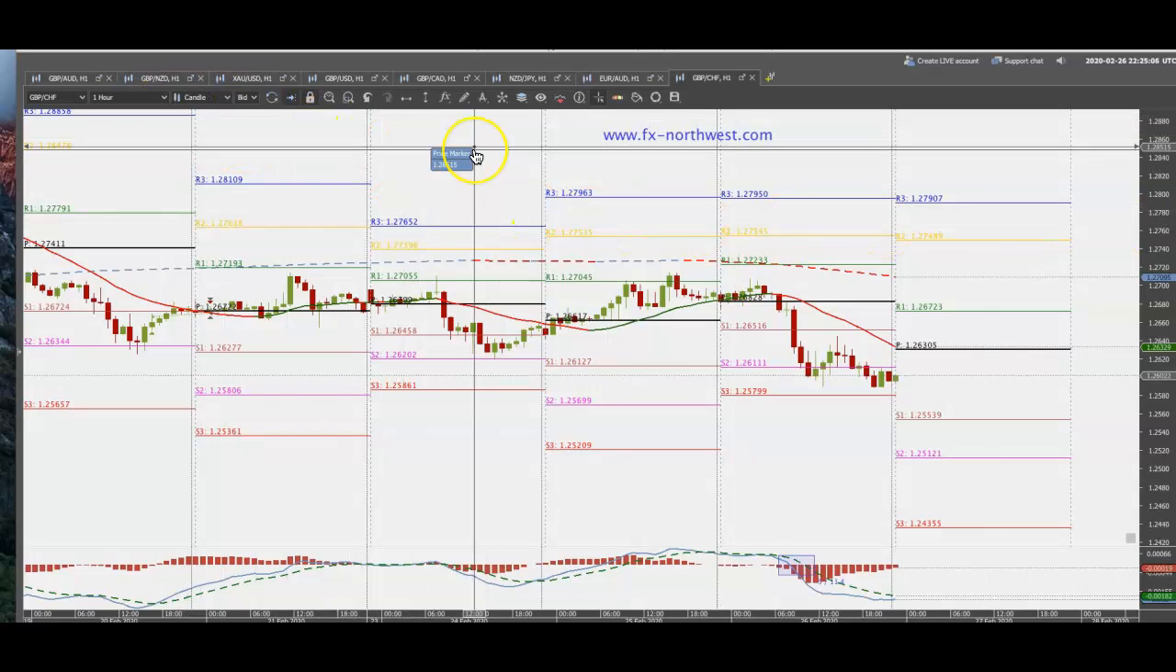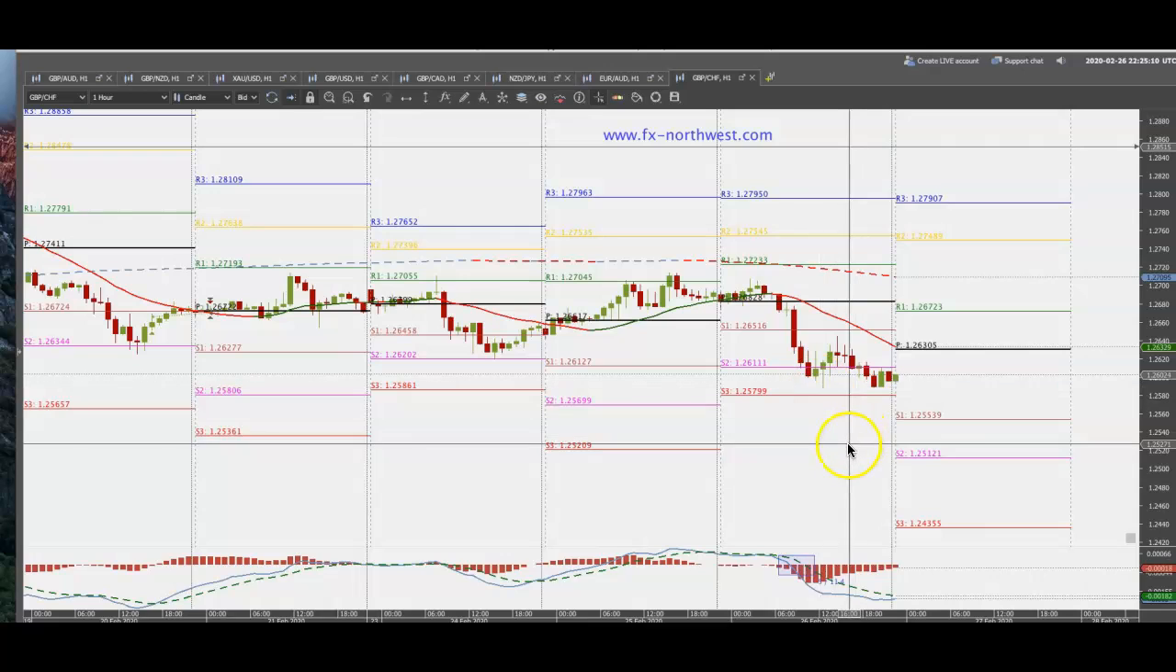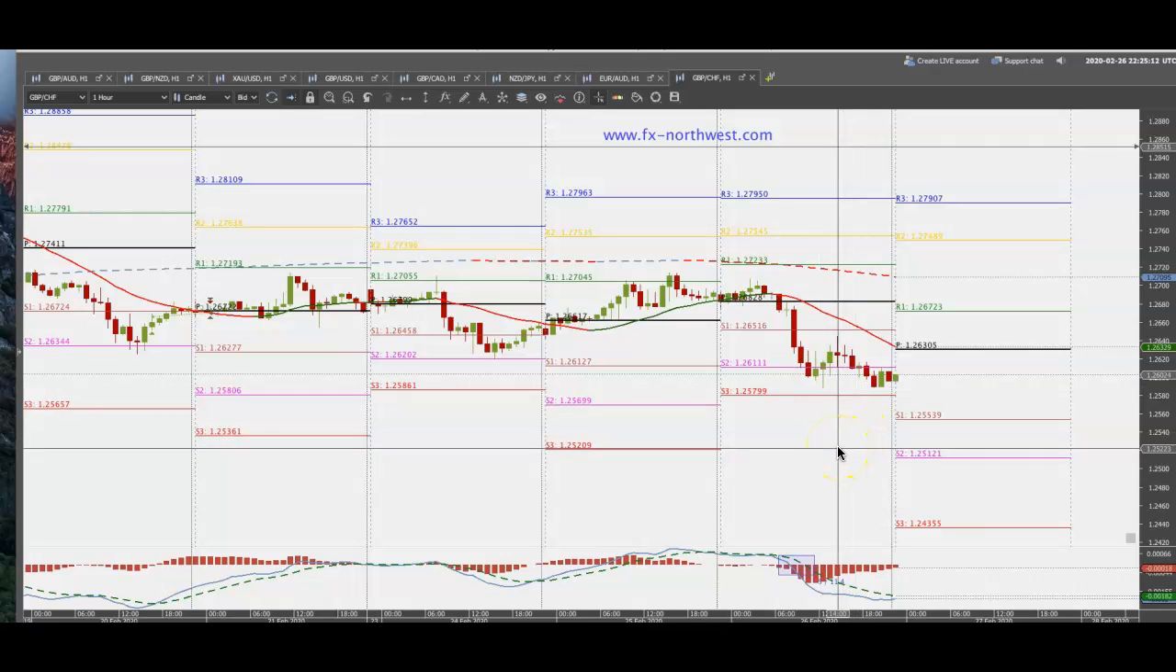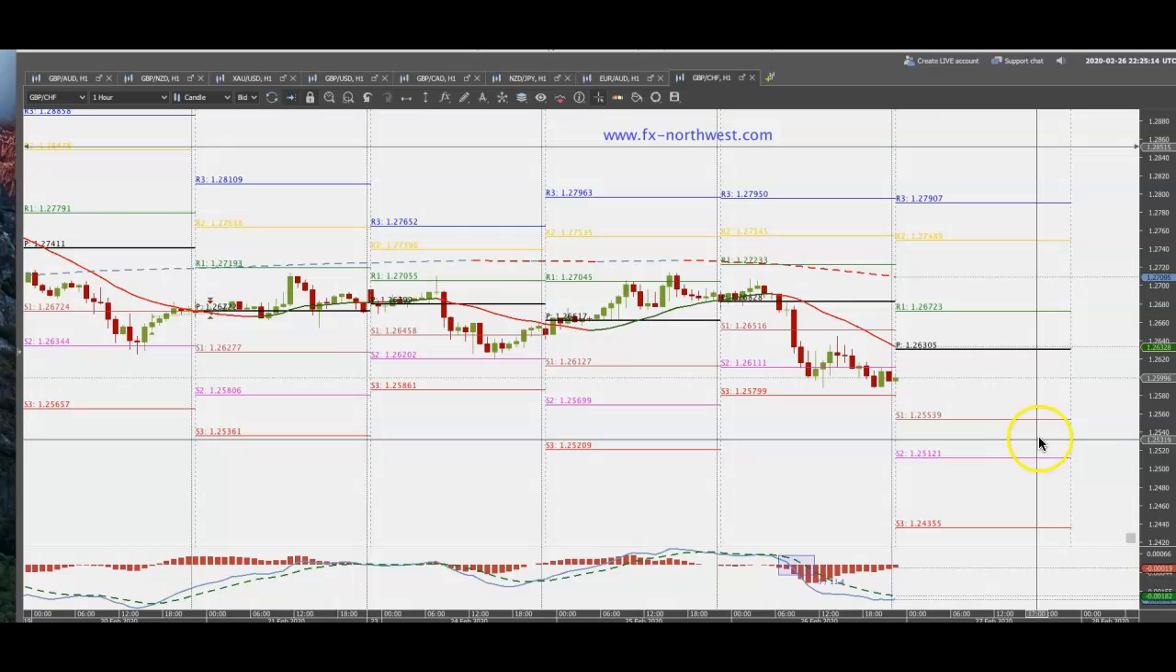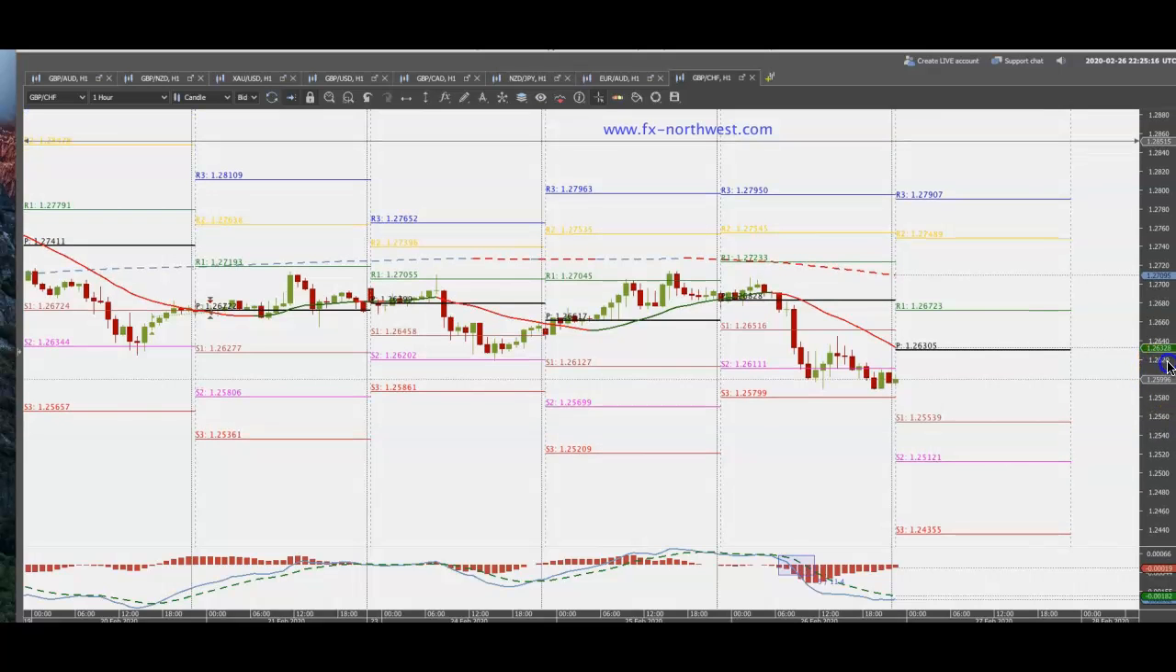all pound crosses were very weak. Pound was very weak across the board. I started with pound Swiss. This one was most probably the easiest one to trade because the 200 moving average line is this perforated line that you see up here on the 1 hour chart.